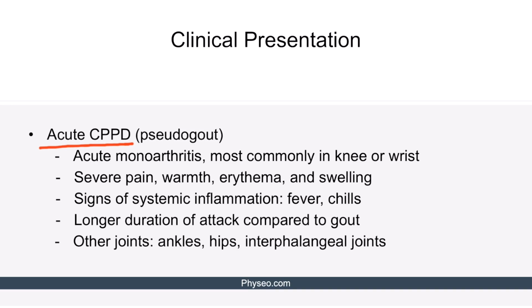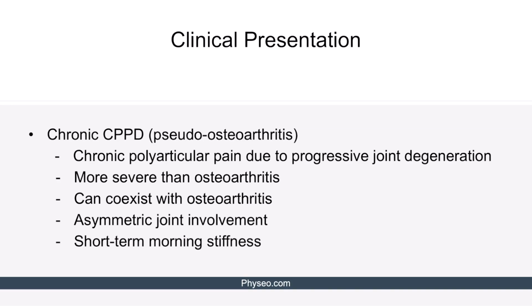The acute attack of calcium pyrophosphate deposition disease usually lasts longer than that of gout. Other potential joints affected by this disease include ankles, hips, and interphalangeal joints. Let's move on to the chronic calcium pyrophosphate deposition disease.